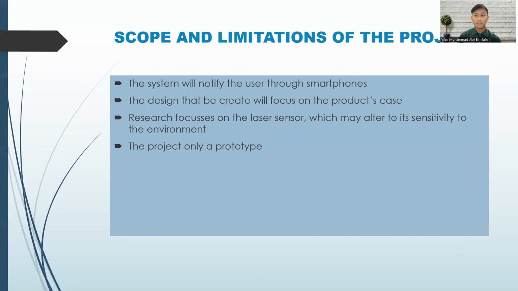For the scope and limitation of the project, the first one is the system will notify the user through smartphone, of course with the Blynk app and the microcontroller connected via the ESP32. And the design that is created will focus on the product case. Research focuses on the laser sensor, which will be altered for its sensitivity to the environment. And the last one is the project. The project is only a prototype. It's not a finished product, and it's only used for the test. Test the smart timing gate system.